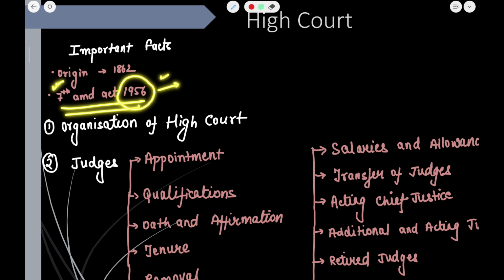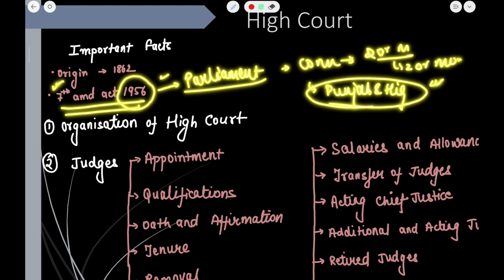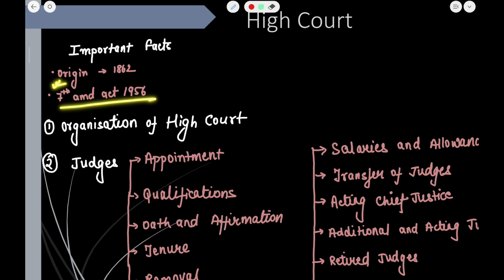It ultimately authorized the Parliament to establish a common High Court for 2 or more states or 2 or more UTs. For example, we see the Punjab and Haryana High Court. So the Punjab and Haryana High Court is the combined High Court of Punjab as well as Haryana. So you need to know this: the 7th Amendment Act authorizes the Parliament to establish a High Court for 2 or more states or 2 or more union territories.